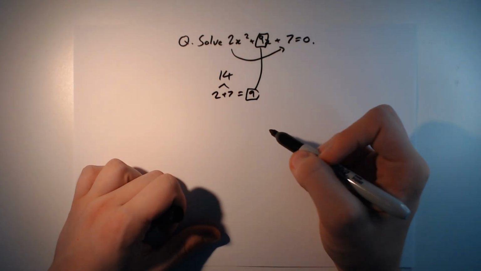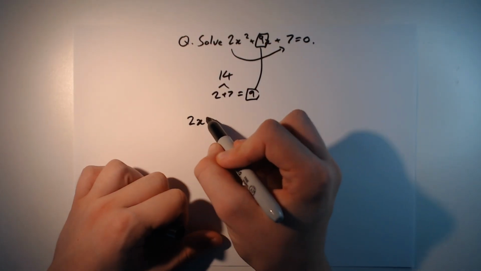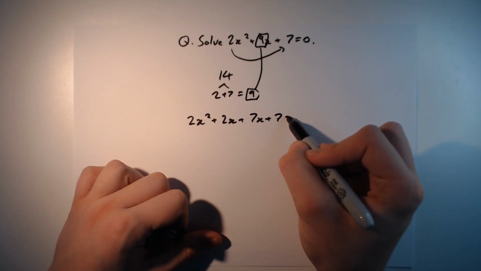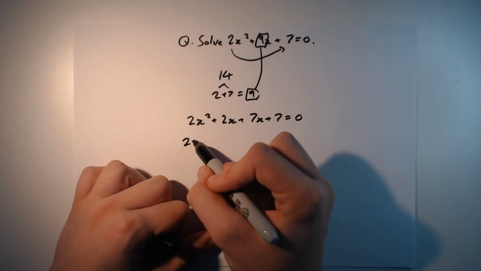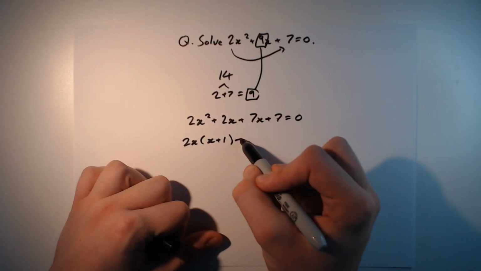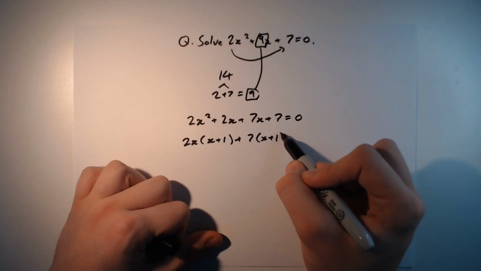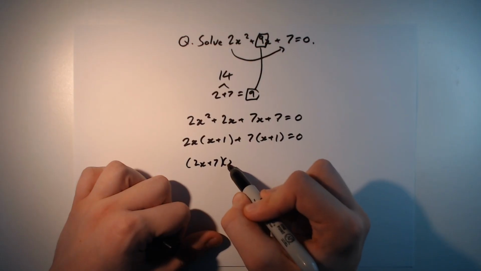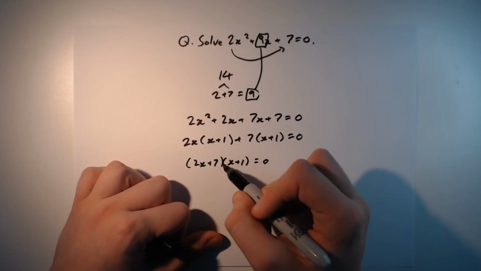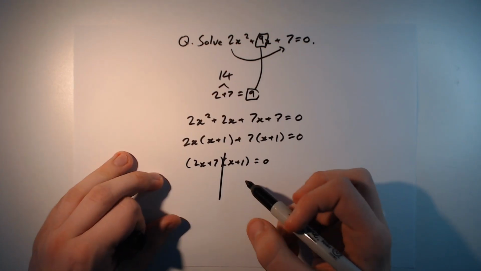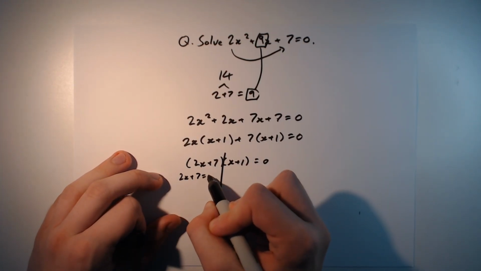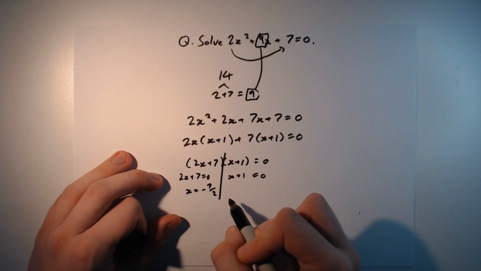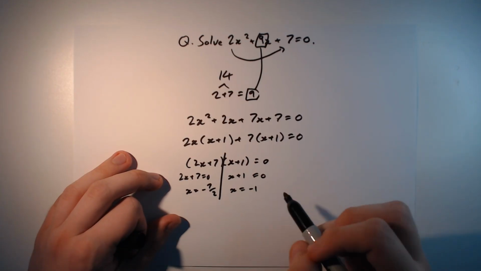They match. So therefore, you split it out: 2x squared plus 2x plus 7x plus 7 equals 0. And then you can factorise each bit out, 2x(x plus 1) plus 7(x plus 1). And because they're both the same, you can then take out (2x plus 7)(x plus 1) equals 0. Line in between to show you're splitting them up. 2x plus 7 equals 0, x plus 1 equals 0, x equals minus 7 over 2, x equals minus 1. And there's your answers.